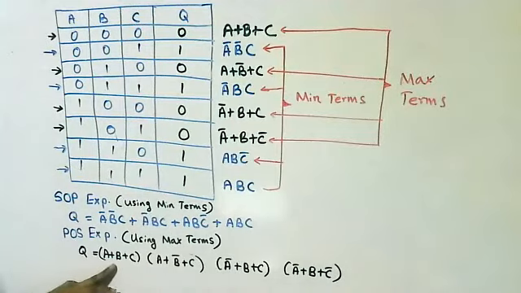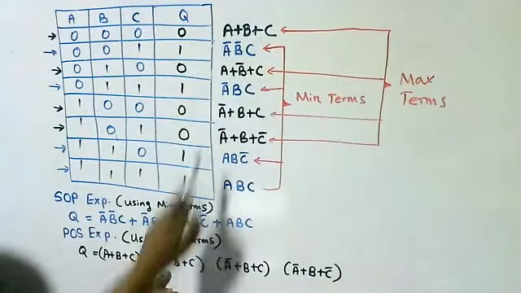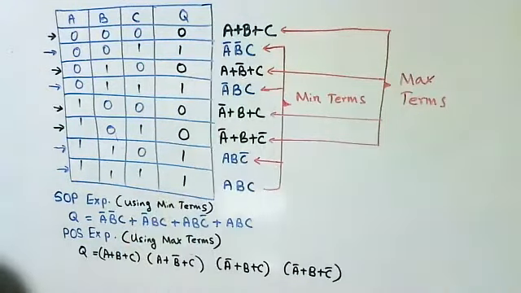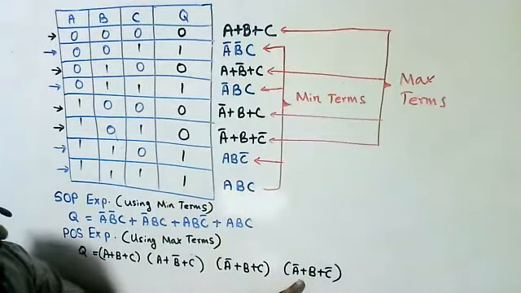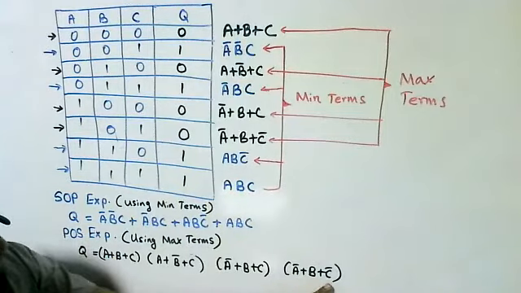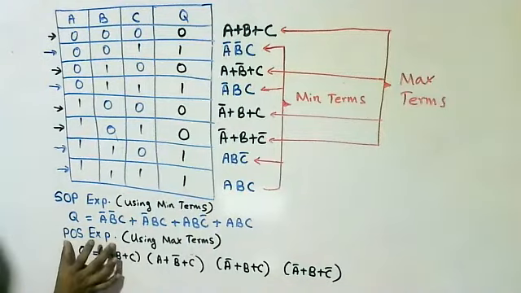Okay, again I'll check it. A plus b plus c. Okay, a plus b bar plus c. Okay, a bar plus b plus c. Okay, a bar plus b plus c bar. Right, so this is the max POS expression.